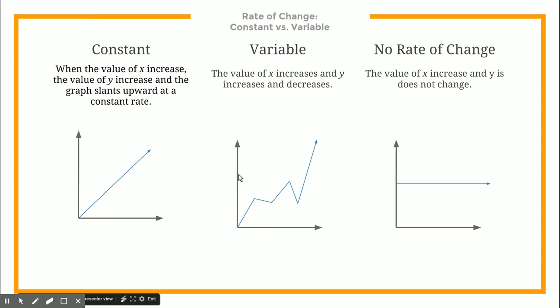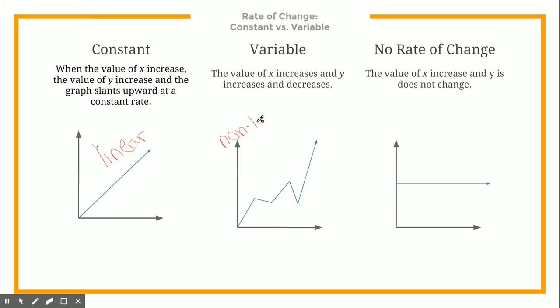Now a variable rate of change, it says that as the value of x increases, the y can increase or it can decrease. So if you look at this graph, it increases, then decreases, increases, decreases, and then finally ends by increasing. This is variable. It means it is not constant. Another way that you might also want to describe this is that this is called linear, okay, because it makes a straight line, whereas this would be nonlinear.